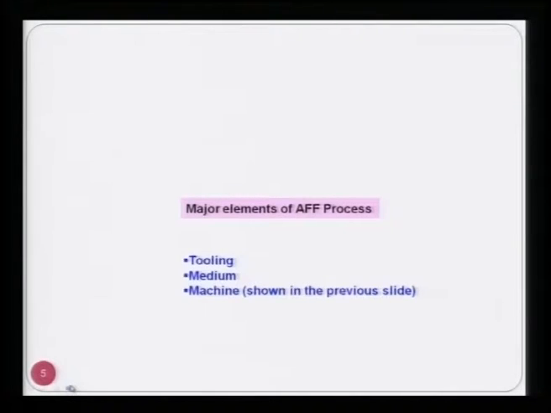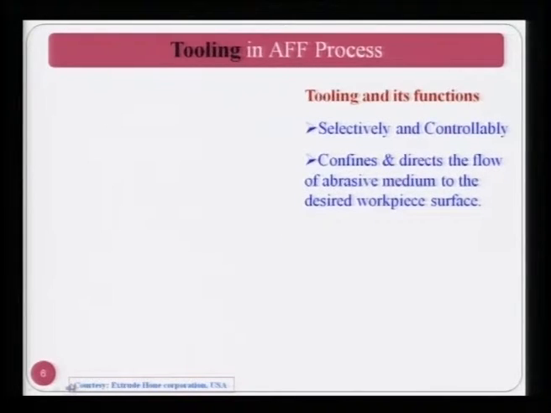There are three major elements of the abrasive flow finishing process. One is the tooling, another is the medium, third is the machine, that I have shown to you in the just earlier slide. Tooling and its functions are: tooling makes it possible to remove the material or to finish the workpiece selectively in the desired area, and you can control it through the rheological properties of the medium, but it does not have the facility to control the rheological properties of the medium online.